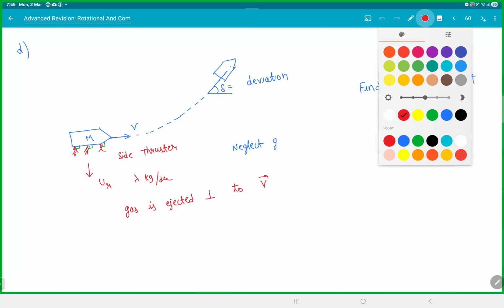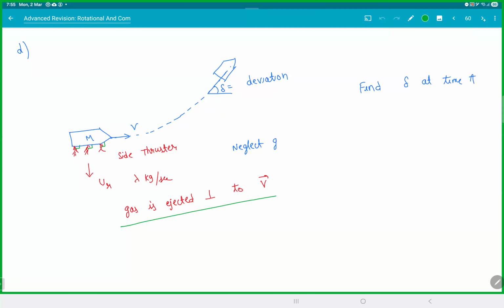So first word, look at this word here. The gas is ejected perpendicular to the velocity. If the force is perpendicular to the velocity, what happens to the speed? Speed remains constant. That means no matter how much this rocket is moving, the speed v will not change. So all this force is only used to change the direction.